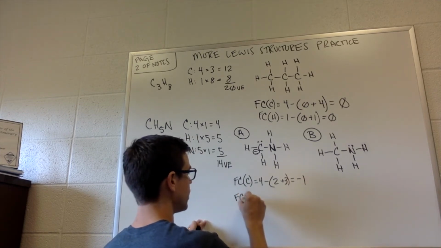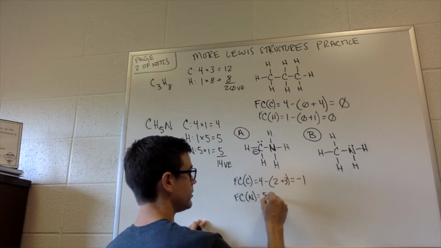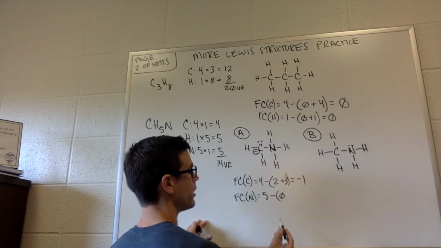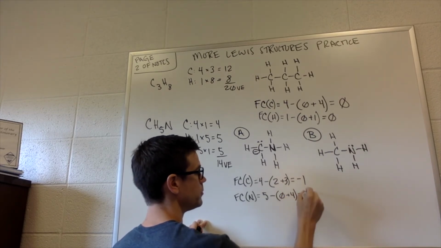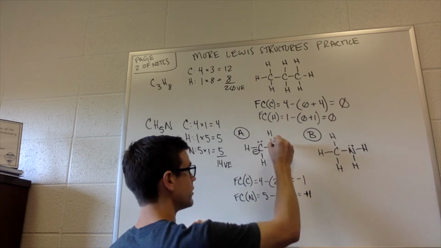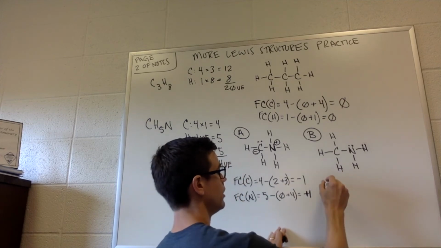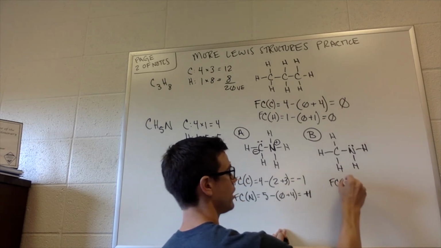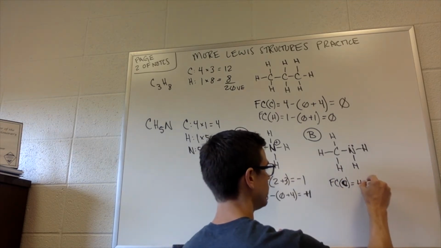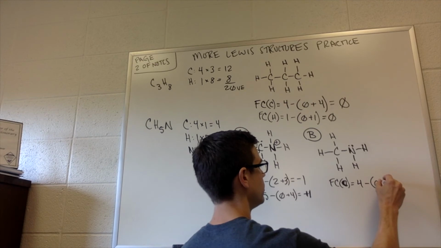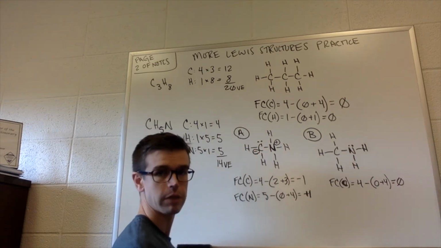The formal charge on nitrogen equals its valence electrons, so that's 5, minus 0 non-bonding electrons, plus 4, so that's going to be +1. So this is +1 there. What about this one over here? So the formal charge of carbon equals 4 minus 0 plus 4 equals 0. So no formal charge on carbon, so that's good.